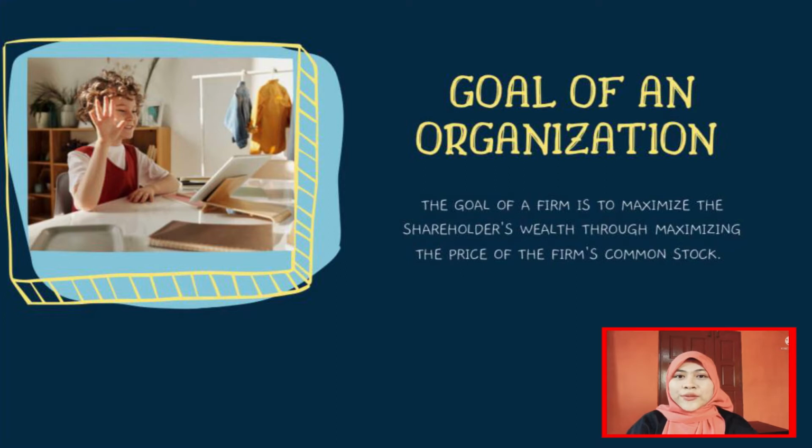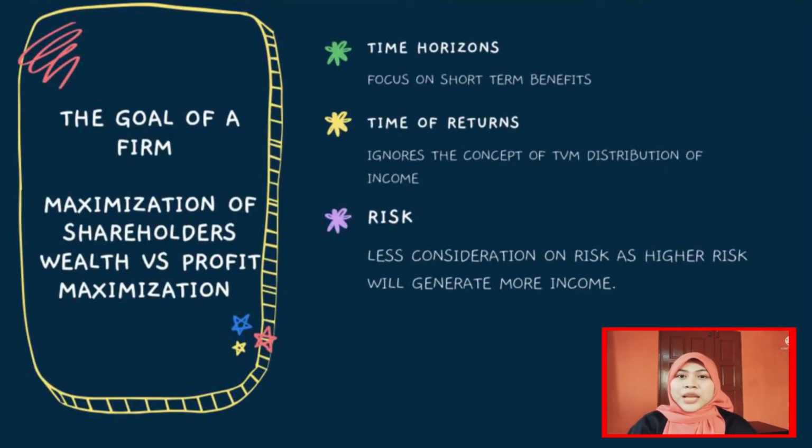Goal of an organization. The goal of a firm is to maximize the shareholders' worth through maximizing the price of the firm's common stock. The goal of a firm is maximization of shareholder worth, not profit maximization. Why not profit maximization? Time horizon: focus on short-term benefit. Timing of return: ignore the concept of TVM and distribution of income. Risk: less consideration on risk, as higher risk will generate more income.